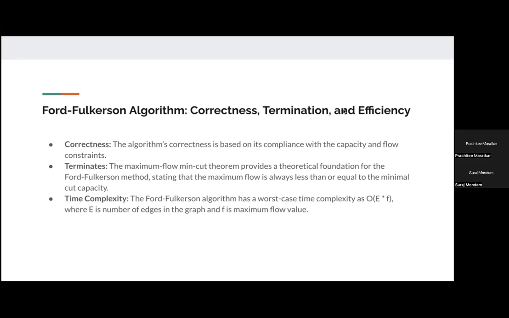The time complexity for this algorithm is O of E F, where E is the number of edges in the graph and F is the flow value. This time complexity arises because the algorithm may need to iterate over all edges in the residual graph multiple times before reaching the maximum flow.